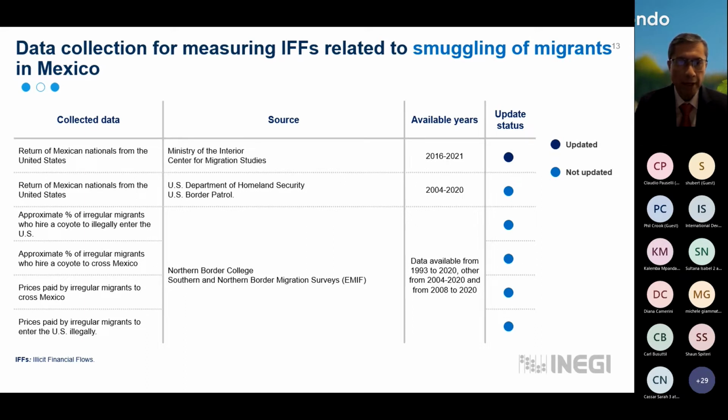That data came from the EMIF, the Southern and Northern Border Migration Survey, one in the south, another one in the north, and this is administered by the Northern Border College. The data was available from 1993 to 2020. However, this has not been updated since the pandemic. So there are some issues about whether these surveys are going to continue in the near future.